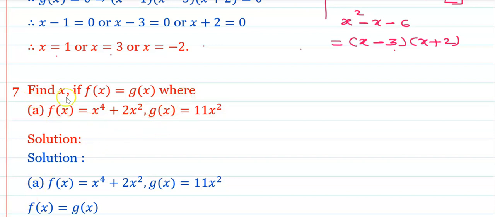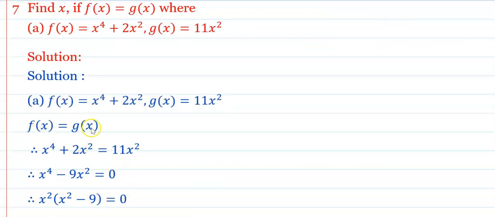Question number 7, find x if f of x is equals to g of x where f of x is equals to x raised to 4 plus 2x² and g of x is equals to 11x². Now the solution. Okay. As f of x is equals to g of x means what x raised to 4 plus 2x² is equals to 11x² and therefore x raised to 4 हा 11x² आपण इकडे आणणार, that will become minus plus 2x² minus 11x², then you will get minus 9x².